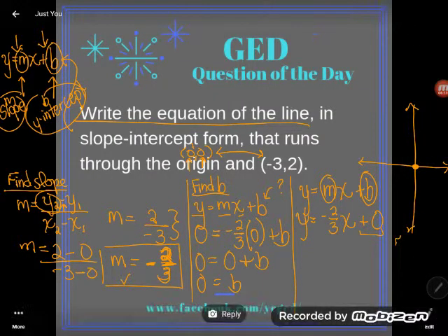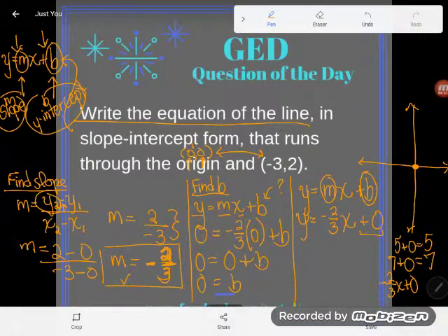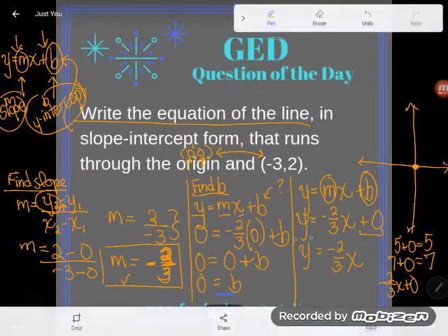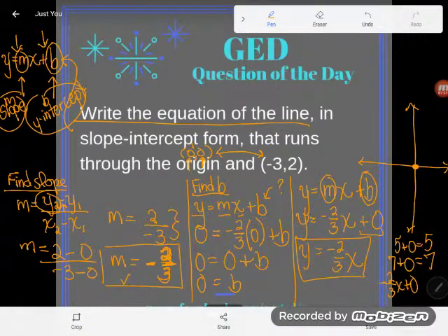Let me show you what I mean. 5 plus 0 does nothing. You just get 5. 7 plus 0 does nothing. You just get 7. So guess what? Negative 2/3 x, as gross as it is, if I just add 0 to it, will just be itself. So I get y equals negative 2/3 x. And there it is. That is my final answer. That is the equation of the line in slope-intercept form.